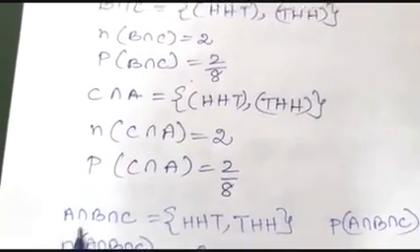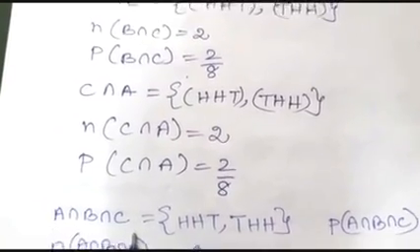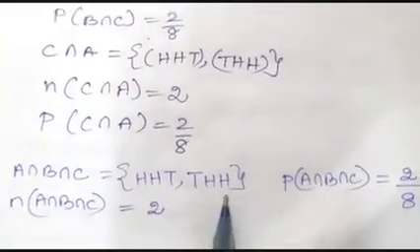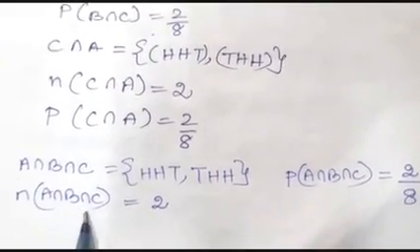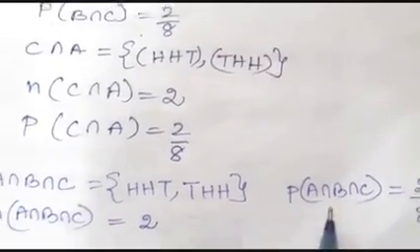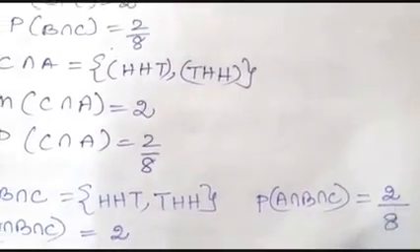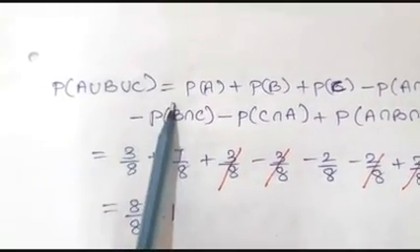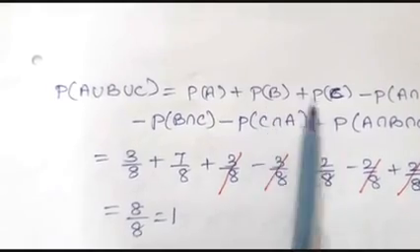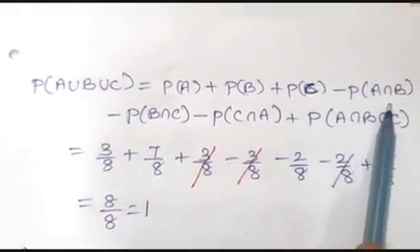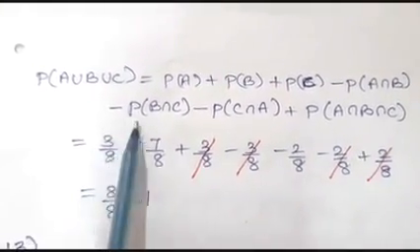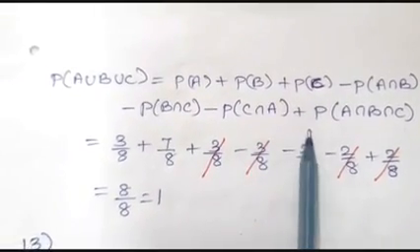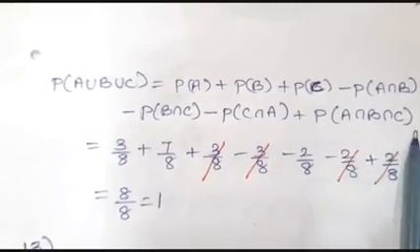At last, A intersection B intersection C. Common in all the 3, we get HHT, THH. N of A intersection B intersection C is 2. P of A intersection B intersection C is 2 by 8. P of A union B union C is equal to P of A plus P of B plus P of C minus P of A intersection B minus P of B intersection C minus P of C intersection A plus P of A intersection B intersection C.